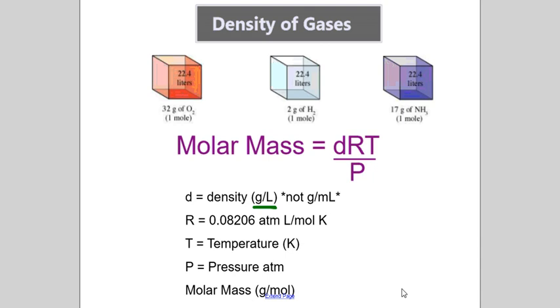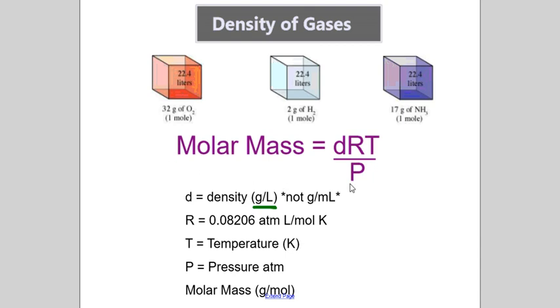Yeah, so that was all the stoichy kind of stuff. So it's just ideal gas law or using STP information. Density of gases, here's the equation for that. So molar mass equals the density times R times T over P.